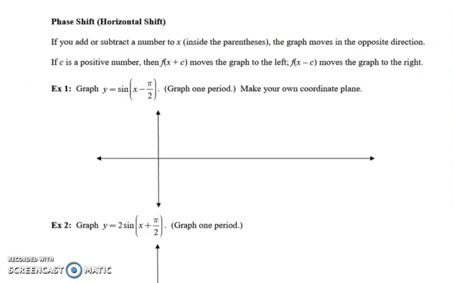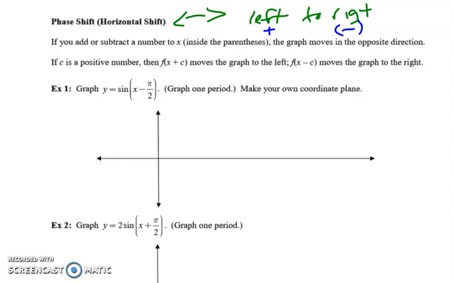Let's talk about the phase shift. That is our horizontal shift. So we're looking at left to right. So if you see minus, you're going to the right. Plus, you're going to the left. Right? Plus left, minus right.